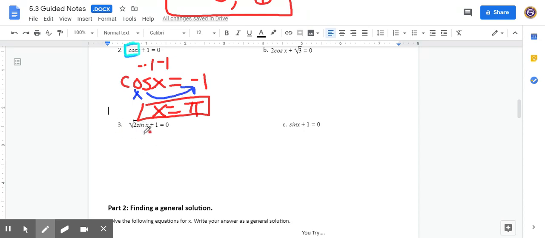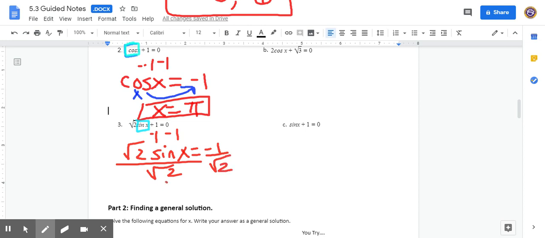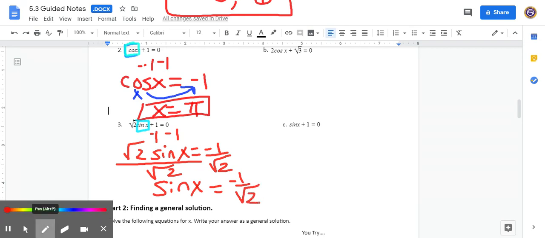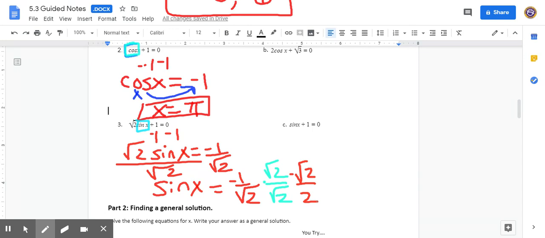Our last one, we have the square root of 2 times sine x plus 1 equals 0. So we want to get sine x alone. So to get sine x alone, we have to subtract 1 from both sides. That's -1, and then we're going to divide by the square root of 2. And then what happens here is we get -1 over the square root of 2. We need to simplify that, get the radical out of the denominator. So when we multiply by root 2 over root 2, we get negative square root of 2 over 2.